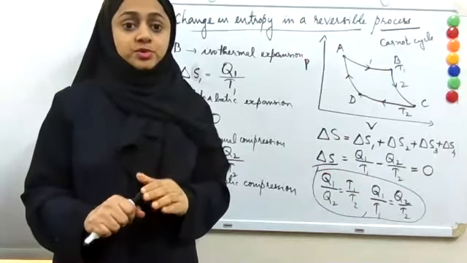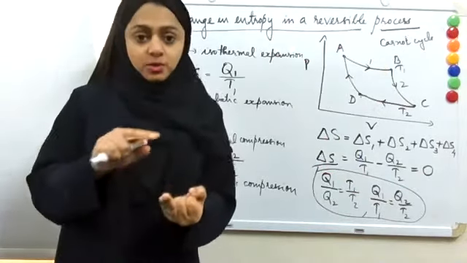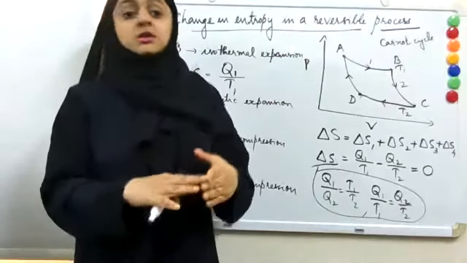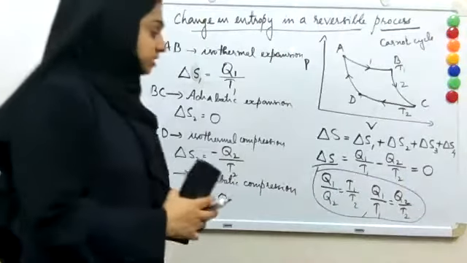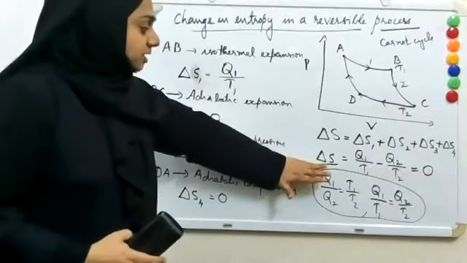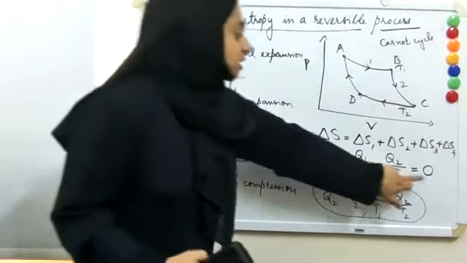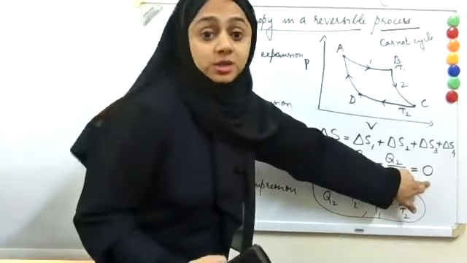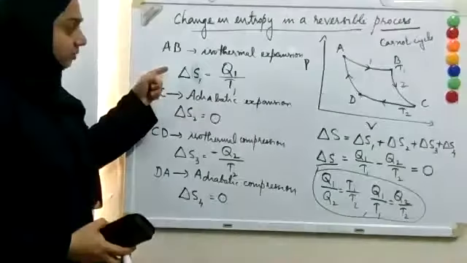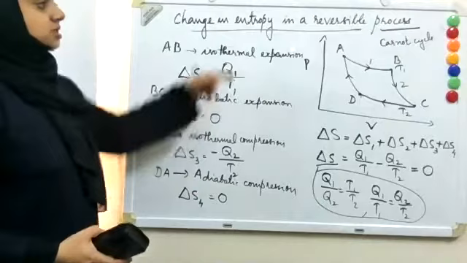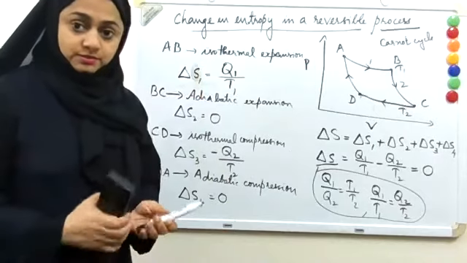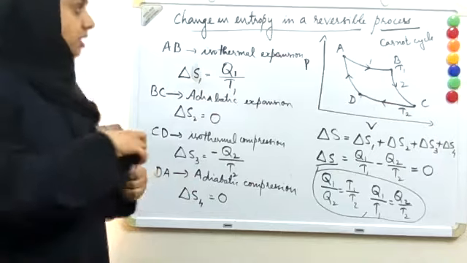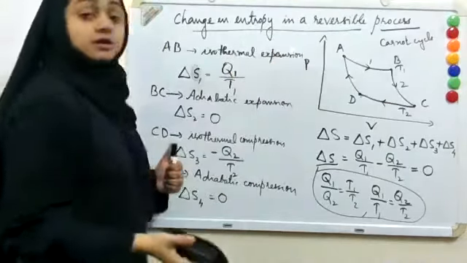So what is the change in entropy for the adiabatic process? 0. What is the change in entropy for a reversible process? 0. So in all reversible processes, the entropy will remain unchanged. The entropy change will be equal to 0. So this is the point I would like to focus on: in a reversible process, the entropy change will be 0. And you also have to know the change in entropy for each process in a Carnot cycle. Is this clear to you? Yes, teacher.